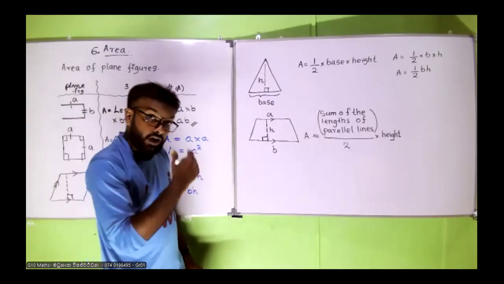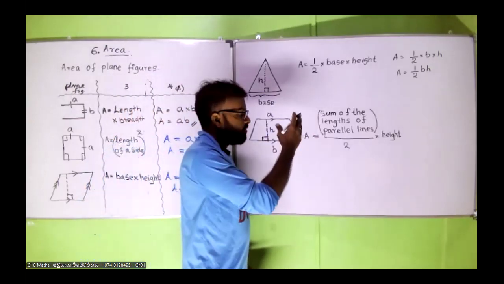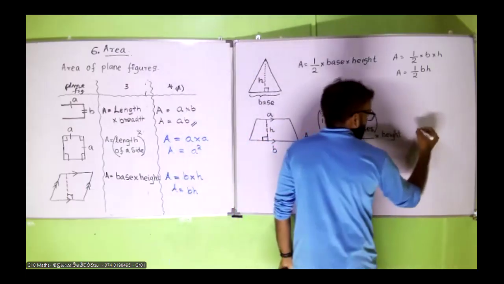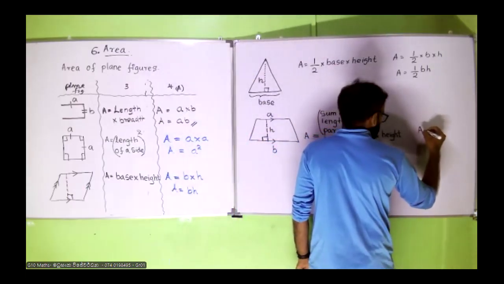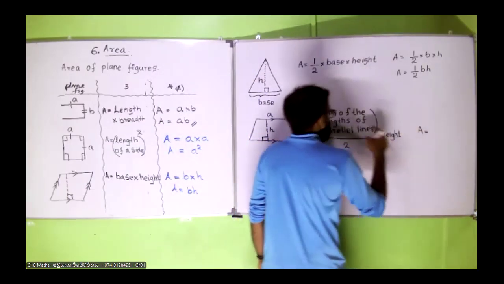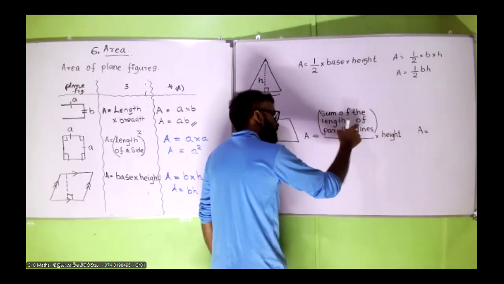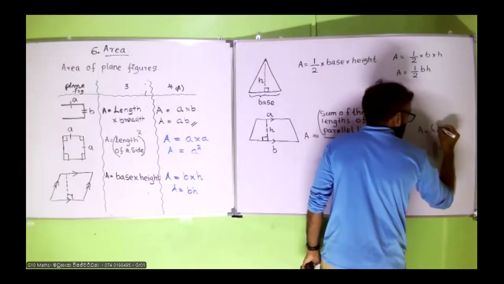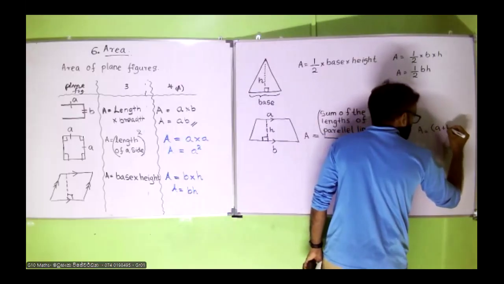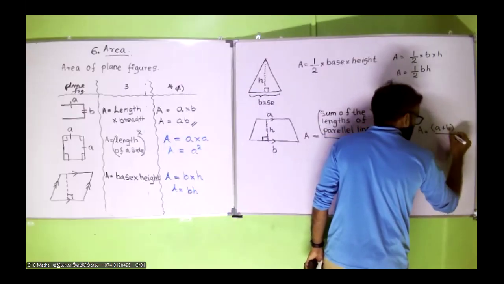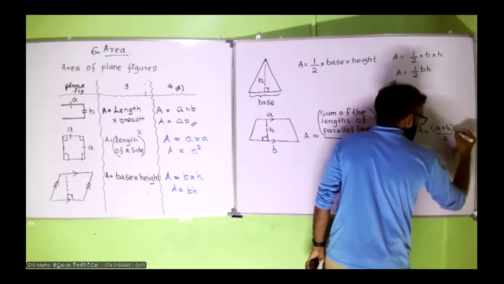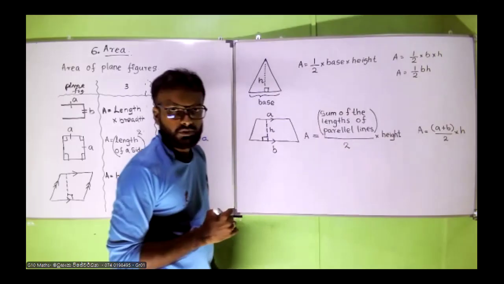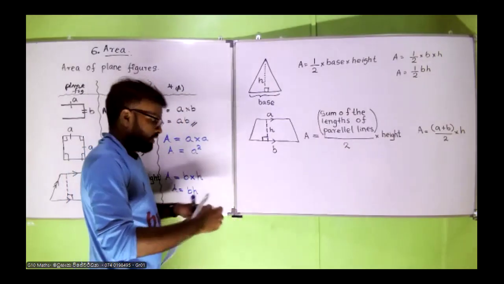So finally, you can write the final formula like this. Area equals sum of the lengths of the parallel two lines, A plus B, divided by 2, multiplied by H. Done. Right? Okay.